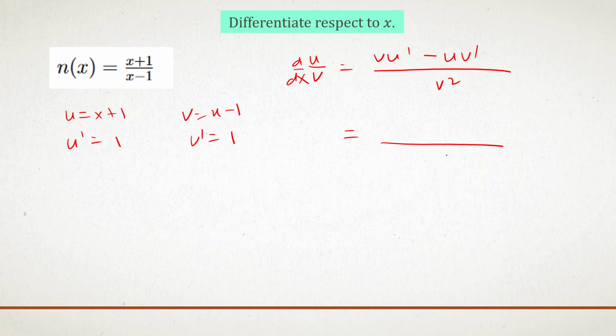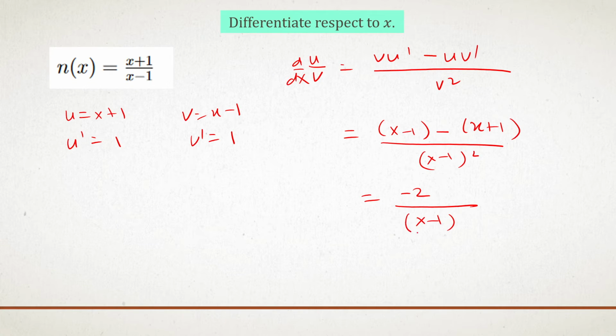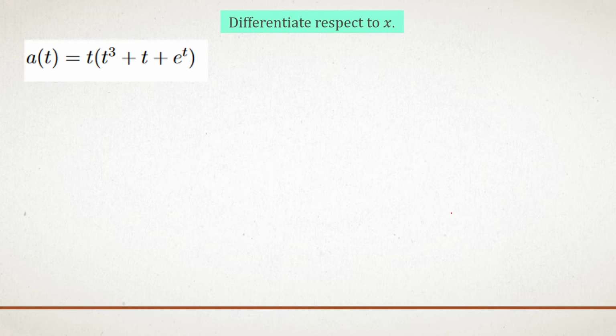So what is my v? x minus 1 squared. So x minus 1 multiplied by u prime, which is 1. Then minus uv prime, which is x plus 1. So finally I have negative 2 over x minus 1 squared.